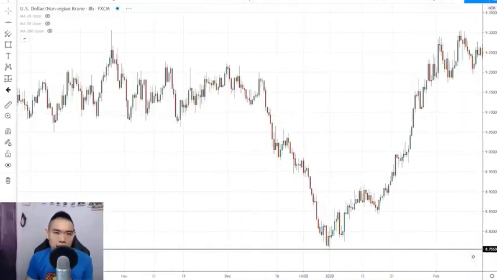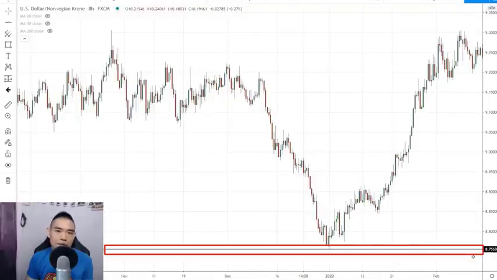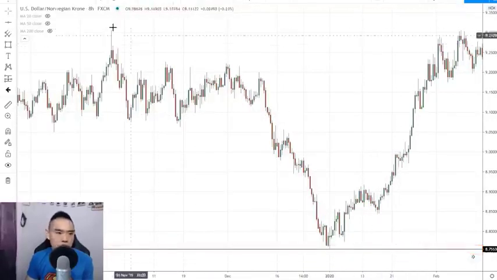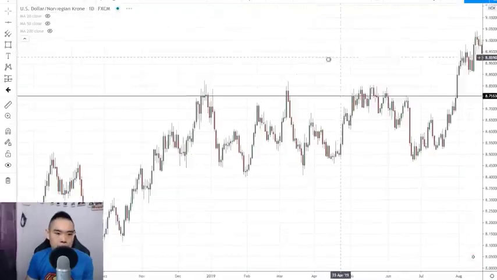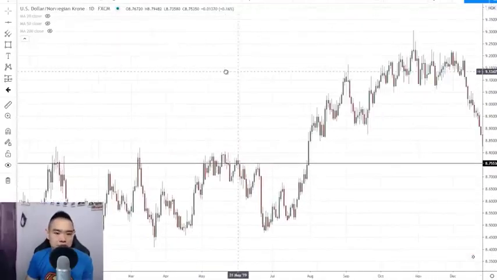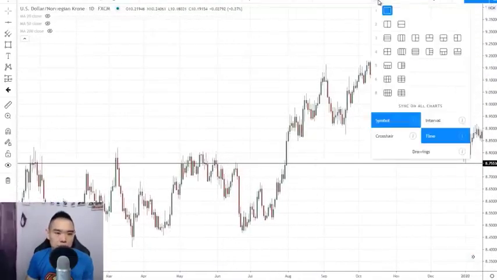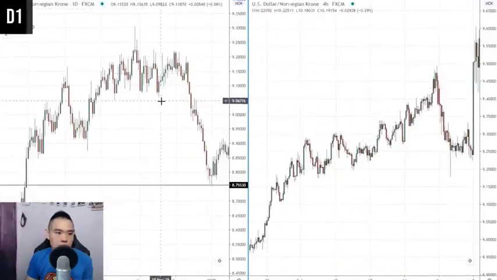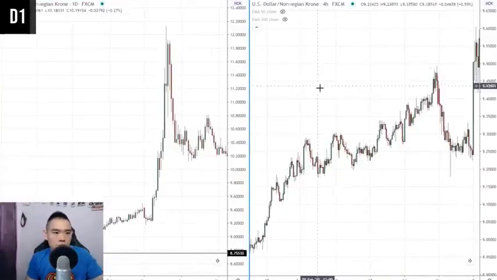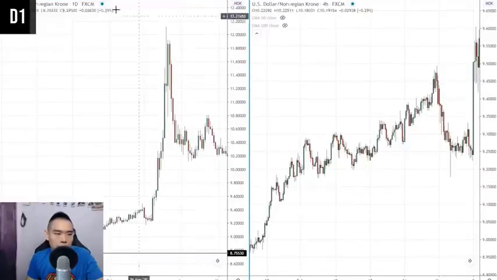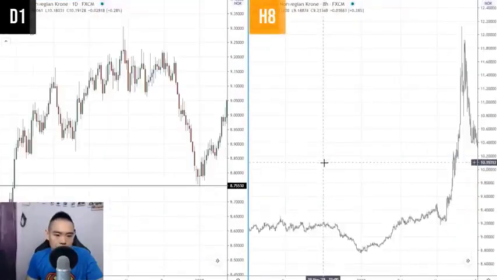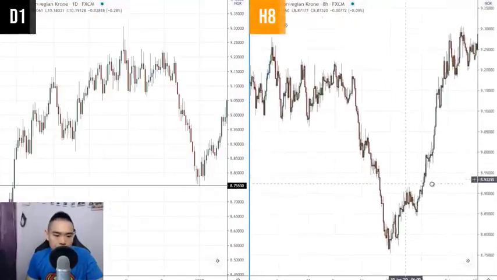So at this point, you can see that this black line over here is the same level that we have seen earlier. Let me just split up the chart so you can see what I mean, right? And see what I see. Okay, so let me just split the chart into two. Okay, so this is the daily time frame. This over here is the dollar Norwegian krone on the 4-hour time frame. I'm going to change this to 8.